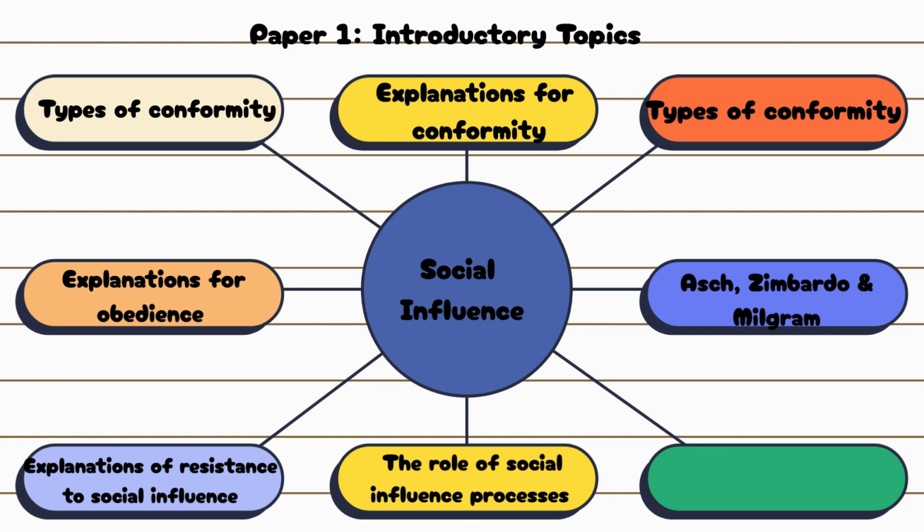Further, the dispositional explanation for obedience, the authoritarian personality; explanations of resistance to social influence, including social support and locus of control; minority influence, including reference to consistency, commitment, flexibility; and the role of social influence processes in social change.